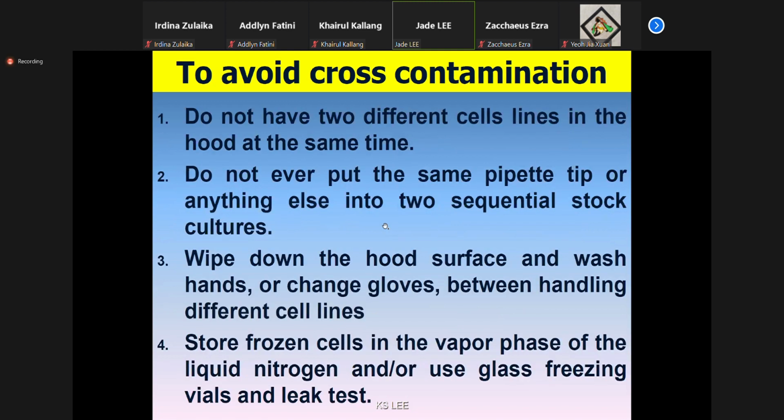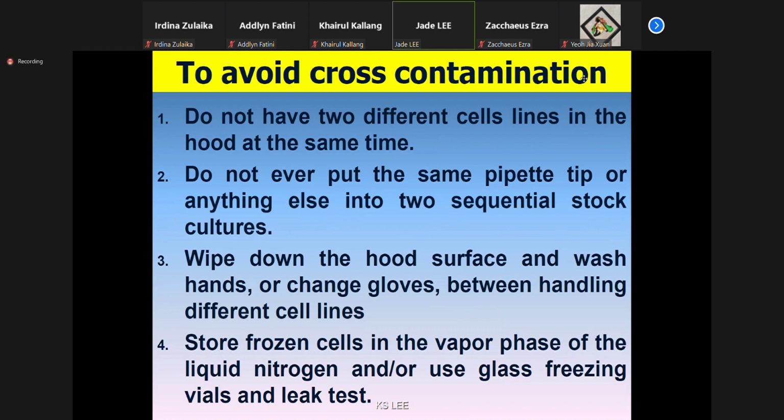To avoid cross-contamination, it is very important not to have two cell lines in a hood at the same time. Humans tend to be careless sometimes, and you don't know that a cell line can be contaminated because of your carelessness. Do not ever put the same pipette tips or anything else into two sequential stock cultures. This is a common mistake done by students, that you don't change your pipette tips. For example, you pipette cell line A, and after that you don't change the pipette tip and put it into cell line B, and cell line A will contaminate cell line B. That is what we call cross-contamination.